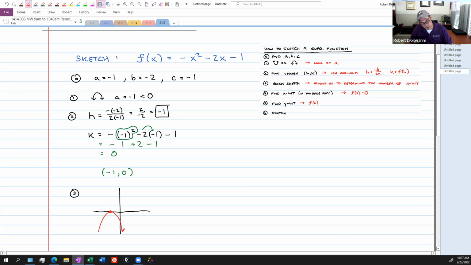So can you tell me how many x-intercepts I have? 1. Good. I see 1 x-intercept, right? Do you know what it is? Yeah, it's the vertex, right? The actual vertex is the x-intercept. It's the only one you have. So for step 4, I have 1 x-intercept, but it happens to just be the vertex because the vertex is the only point that touches the x-axis, which is going to be the point -1, 0. That makes sense, everyone?